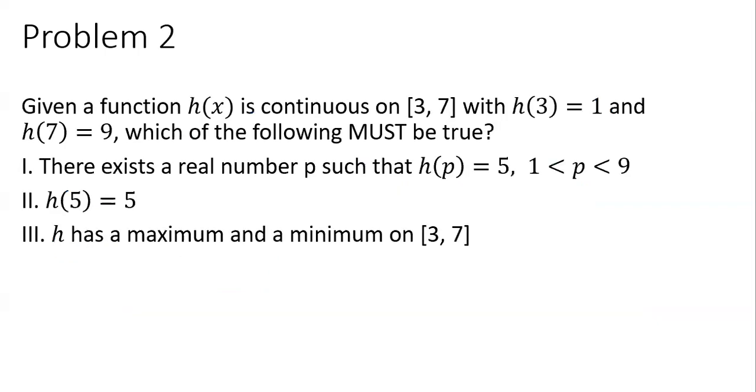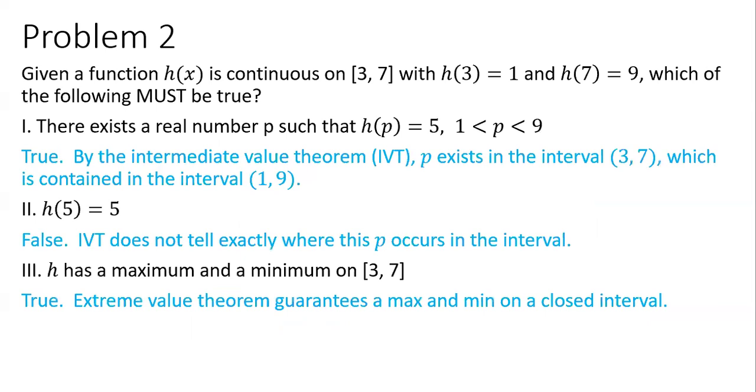Okay, number 2. Given the function h of x is continuous on the interval 3 to 7, with h of 3 equal to 1 and h of 7 equal to 9, which of the following must be true? 1, 2, 3. Which ones are true? Which ones are false? We'll go ahead and try this one first. Okay, so let's go over the first one first.